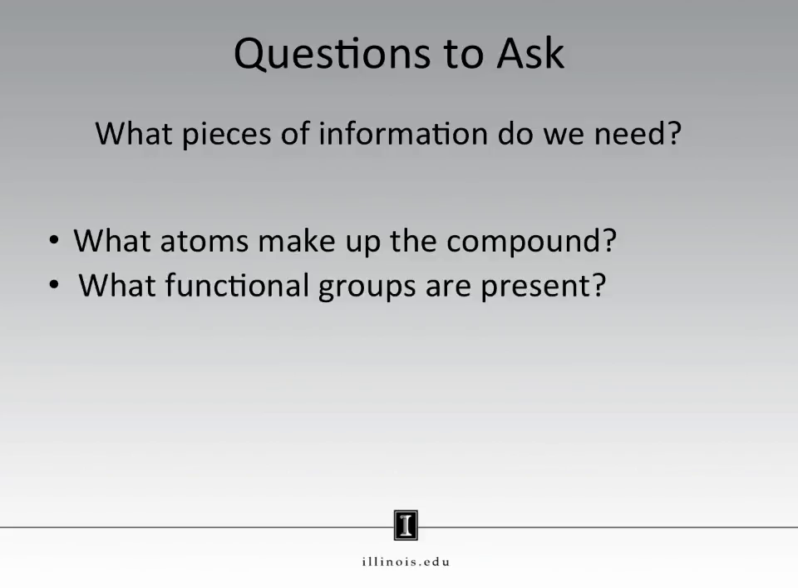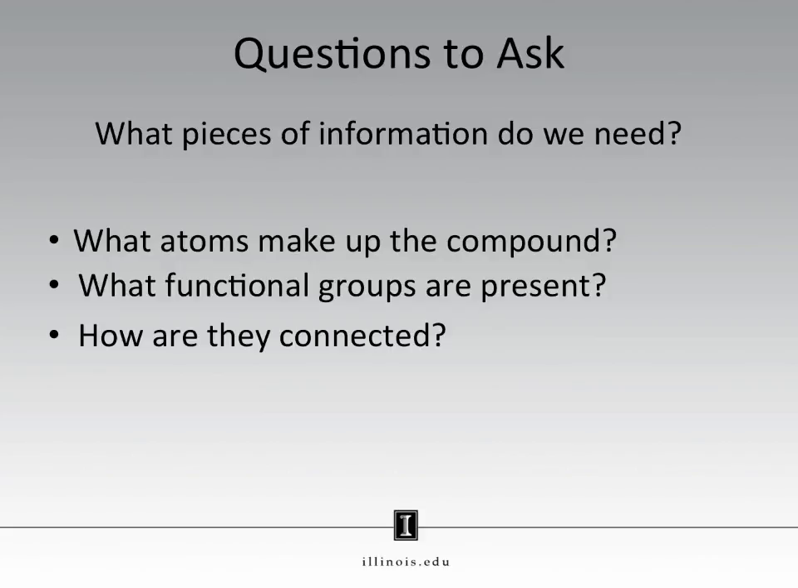Once we know what building blocks we have, how are those building blocks connected? In other words, what type of functional groups are present? If we have oxygen atoms, are those oxygen atoms in alcohols? Are they in ethers? Are they in carbonyls? Things like that. Once we know what functional groups are present, how are those functional groups connected? How do we put the pieces together to come up with the final molecular structure?